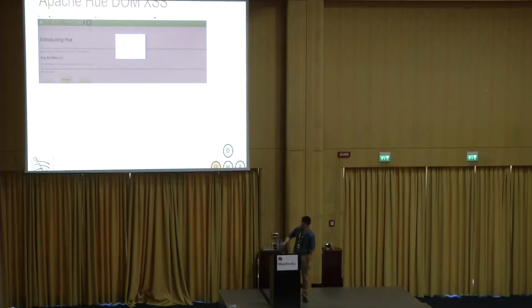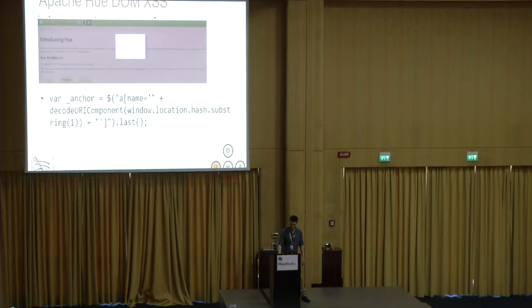Okay, so it was a simple DOM XSS. Here's the payload. This XSS is possible because, and now be careful, it is an XSS in jQuery, in an old version of jQuery, which is used by the Django framework in Python, which is used by Hue. So maybe it's not a vulnerability in Hue, right? But it is in an external component of it.